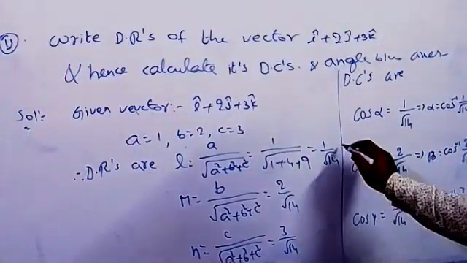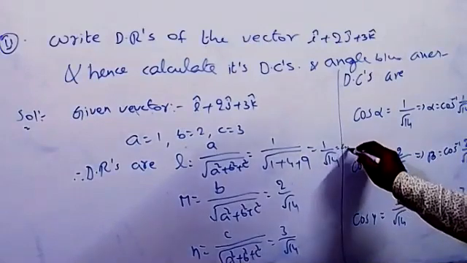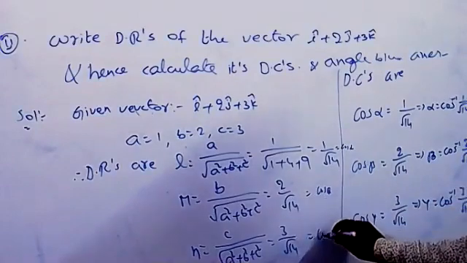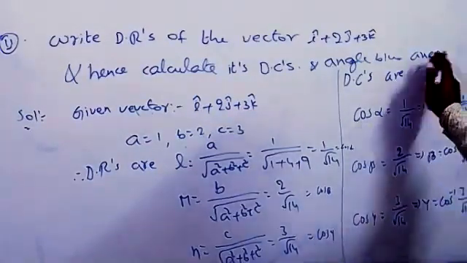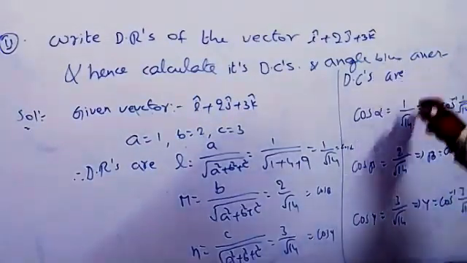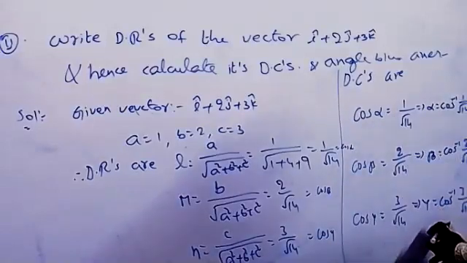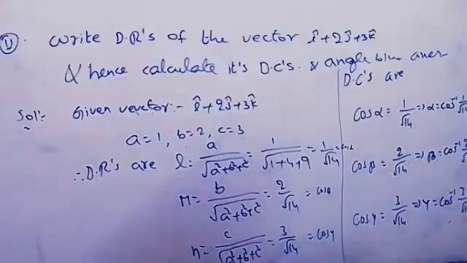Generally these values we will take here. This is cos alpha, and this is cos beta, and this we can write as cos gamma. Then the angle between the axes equal to alpha, beta, gamma. Find the alpha, beta, gamma here. Okay, clearly.